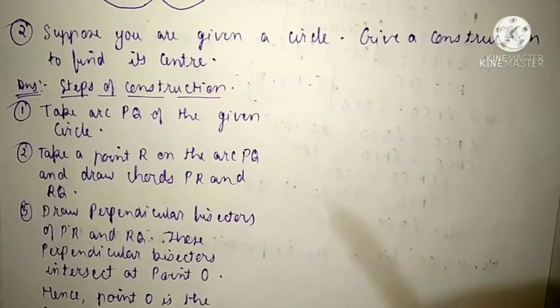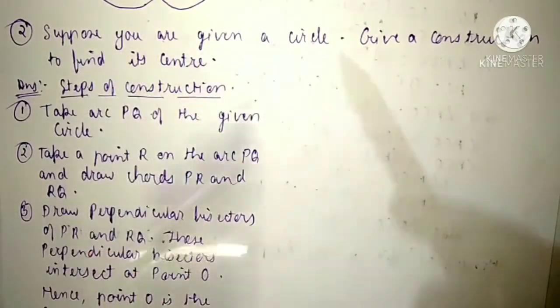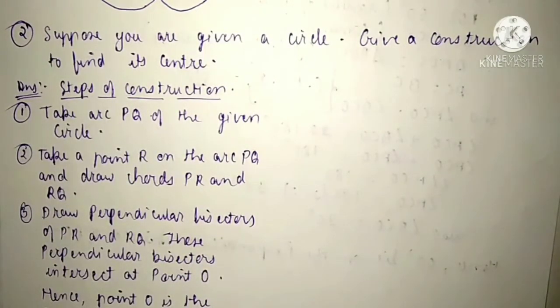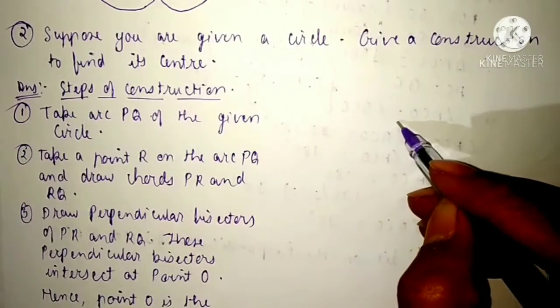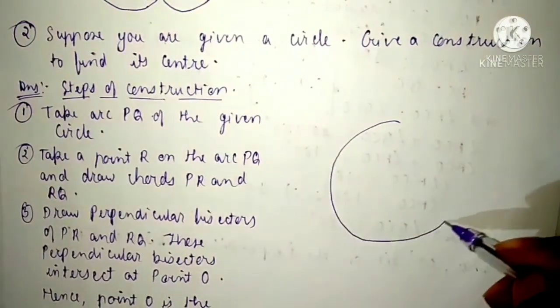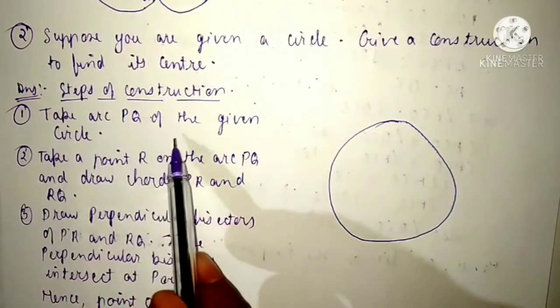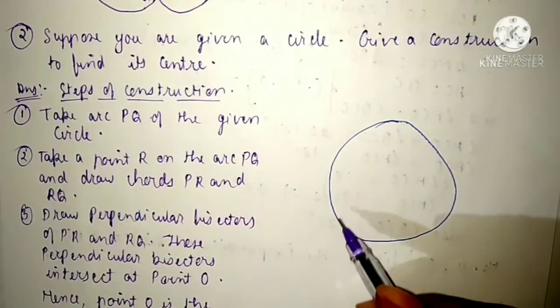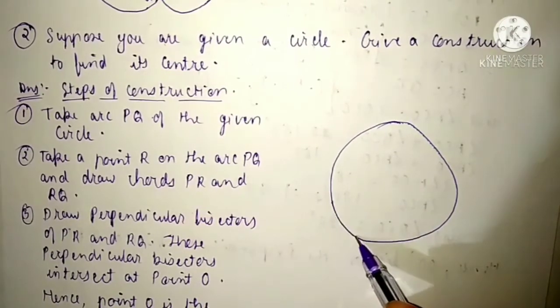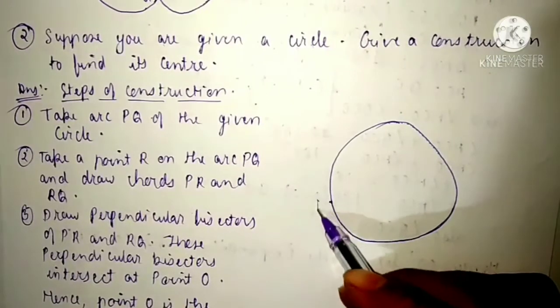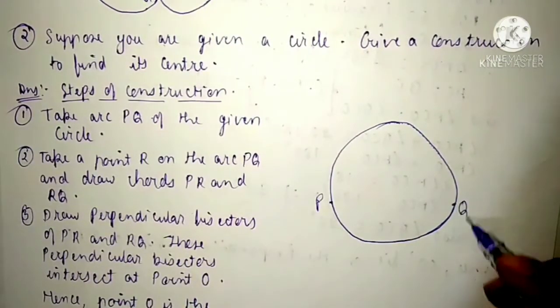Question number 2. Suppose you are given a circle, give a construction to find its center. Okay, so what we will do, first of all we will draw a circle. Okay, this is our circle. Now after that we will take arc PQ of the given circle. Suppose we are taking this arc PQ. This is the arc PQ. Okay, this is P and this is Q.